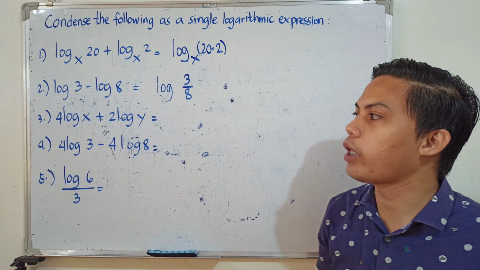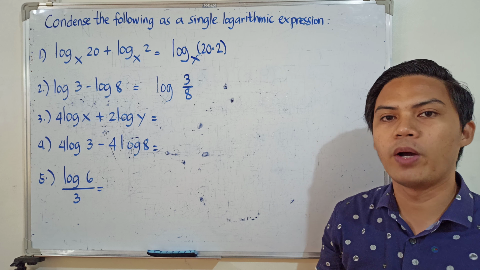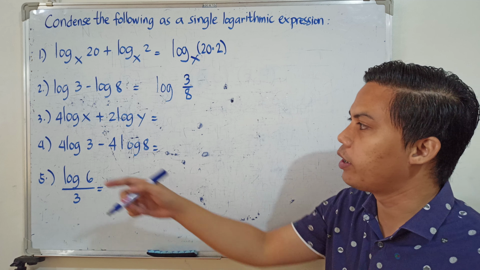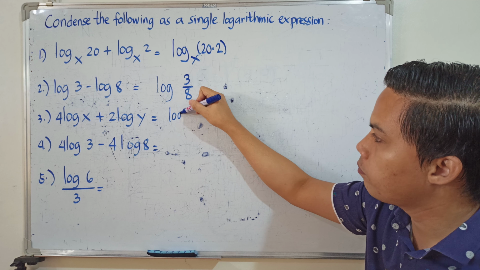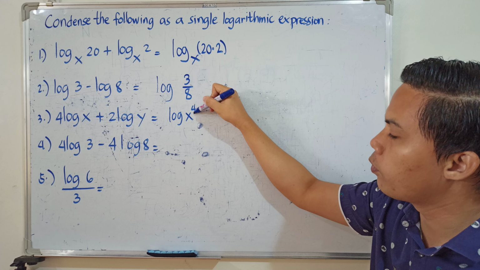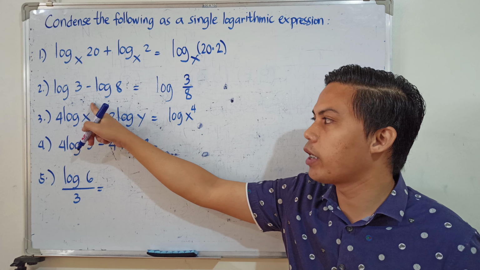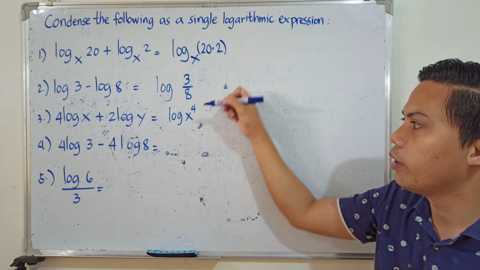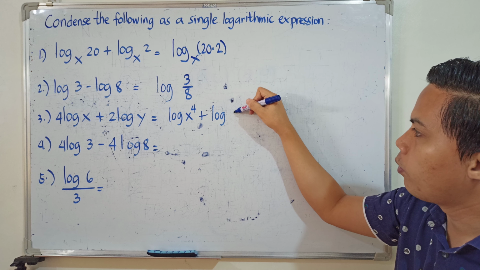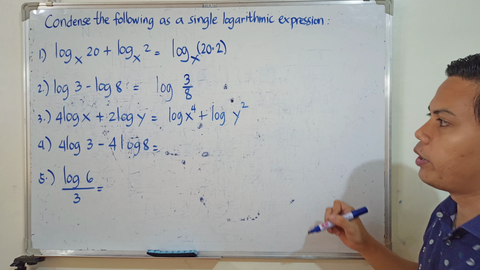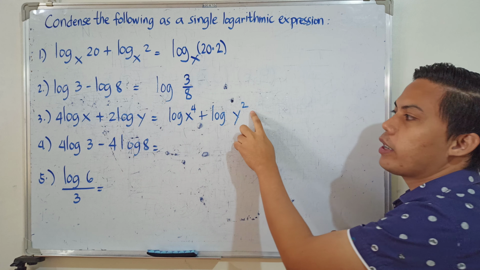Next, 4 times the logarithm of x plus 2 times the logarithm of y. Iisa-isahin muna natin. So, this can be written as the logarithm of x raised to 4, based sa power rule natin. Yung numerical coefficient, ilalagay natin ngayon sa exponent. Then, plus the logarithm of y squared. Yung numerical coefficient na 2 nilagay natin sa exponent.